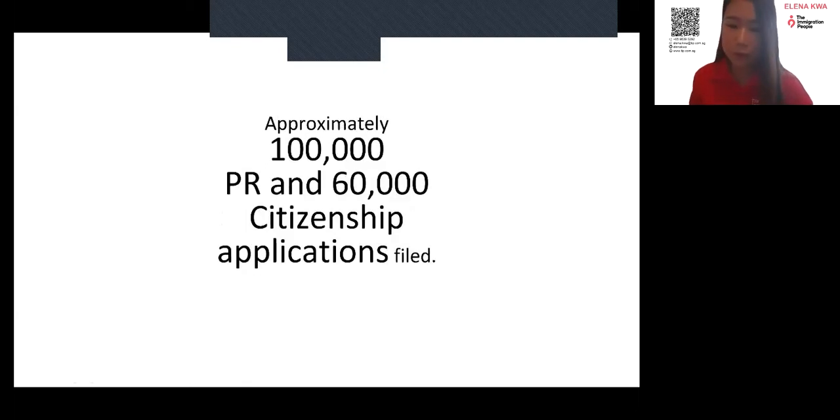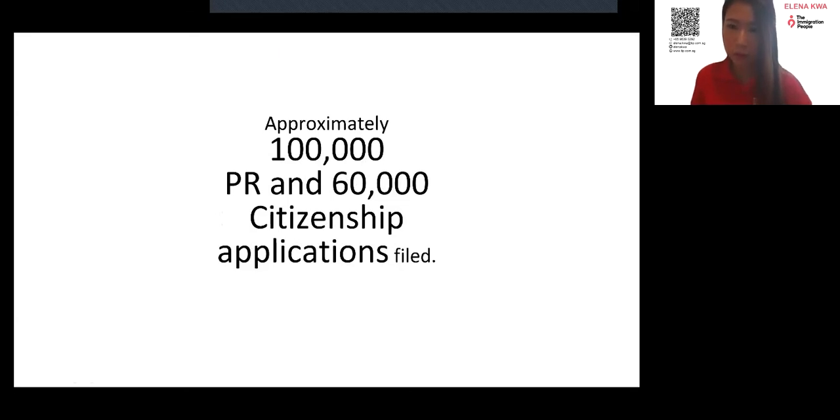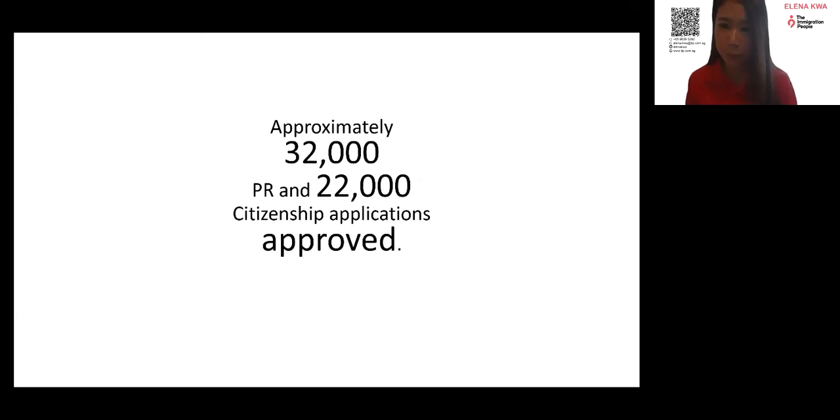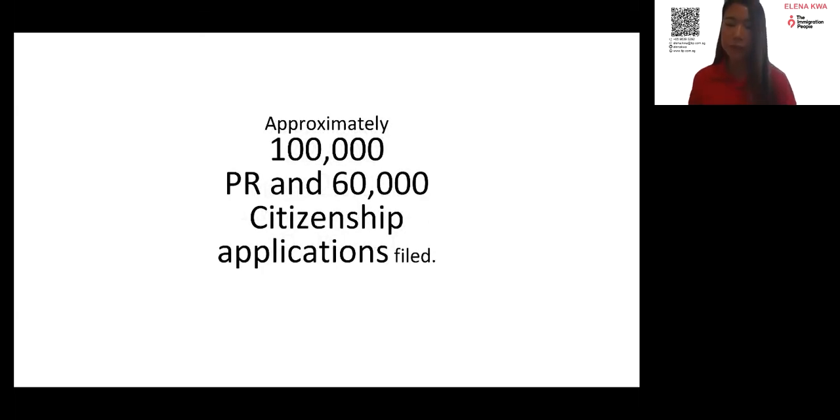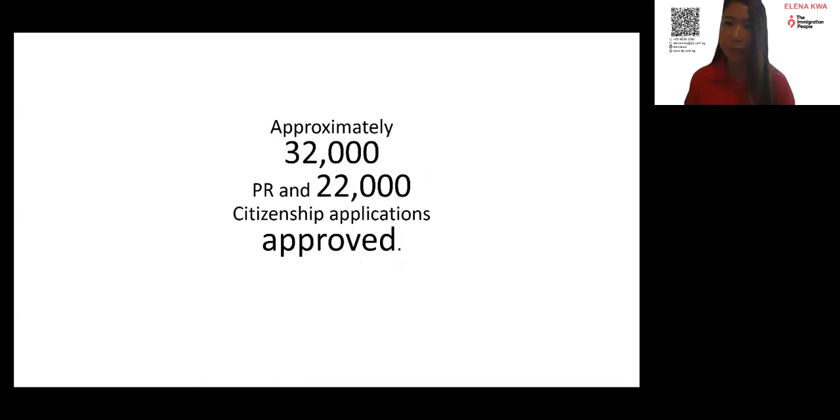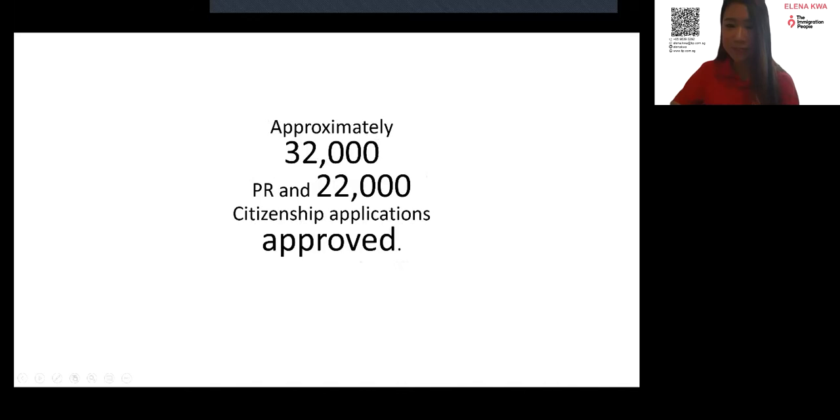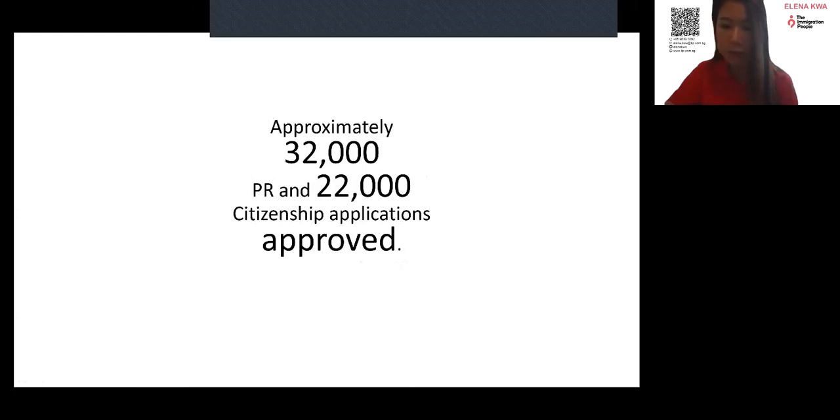So there are about 100,000 PRs filed on a yearly basis to ICA, and about 60,000 people who want to apply for citizenship. Do you have an idea how many the government is approving? So after we guess how many submitted, maybe we can make a guess how many the government is approving these days. Can I take a look at the answers, please? 50,000. Okay. Anyone?